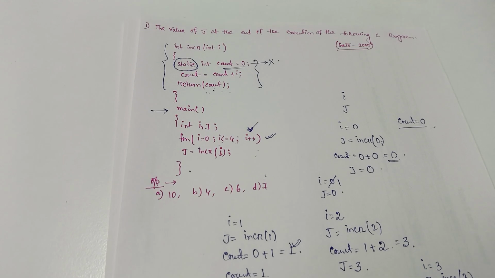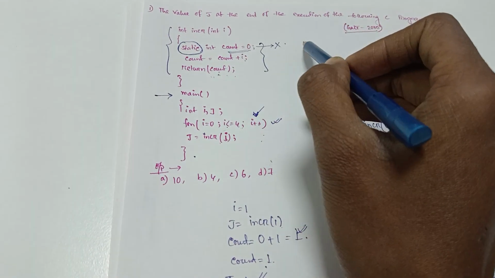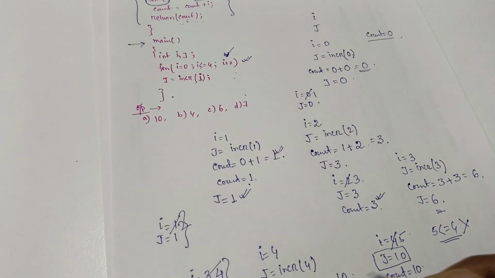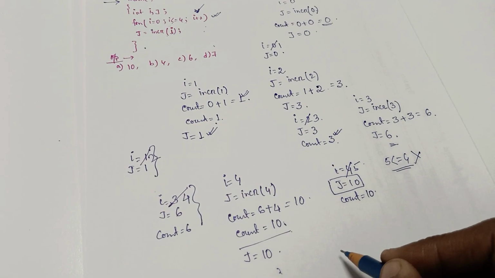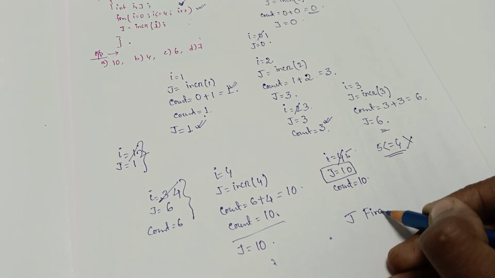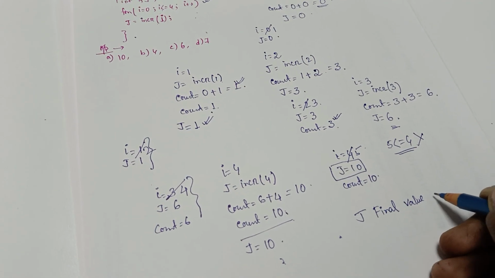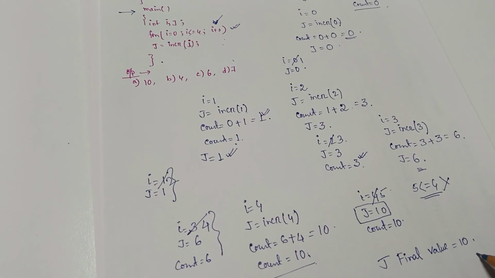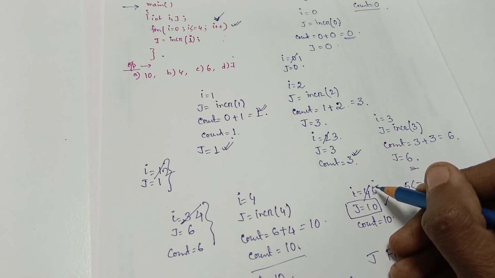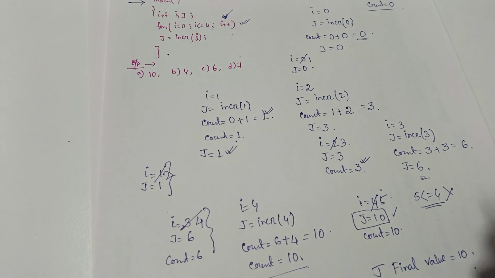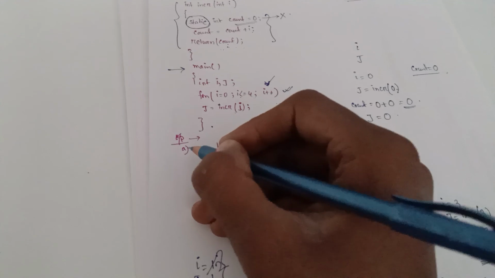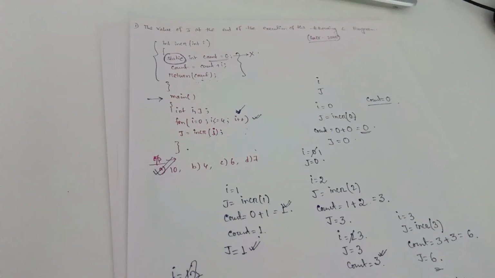In the question we are asked to find the value of j at the end of the execution. So the final value of j is 10. The final value of i is 5, which makes the condition false and terminates the for loop, and count is 10. So the answer to the given question is 10.